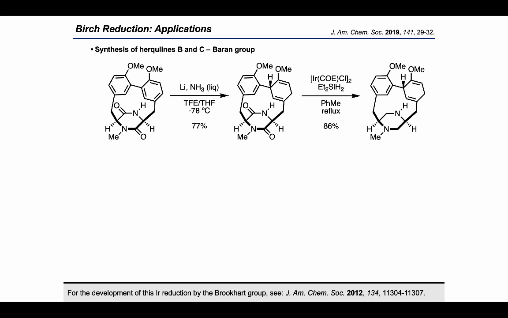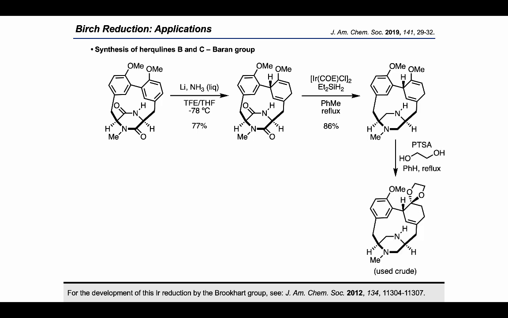Now, in order to perform a second Birch reduction on the aromatic ring on the left without getting over-reduction, they found that it was first necessary to release some of the strain in the system by converting two sp2 carbons to sp3 carbons by turning the methyl-enol ether into a ketone, which they protected as a 1,3-dioxolane with ethylene glycol.